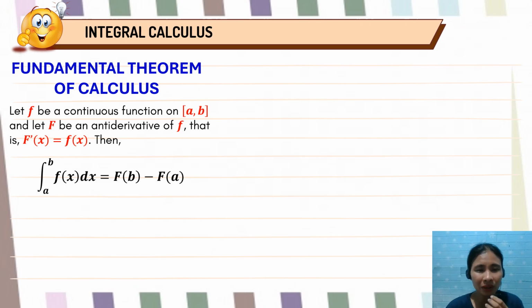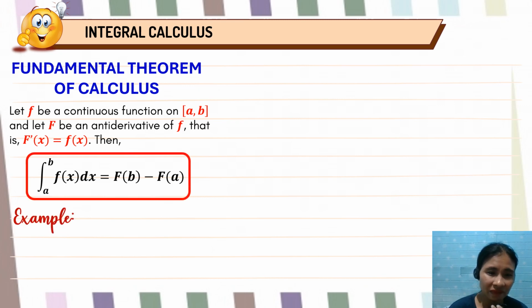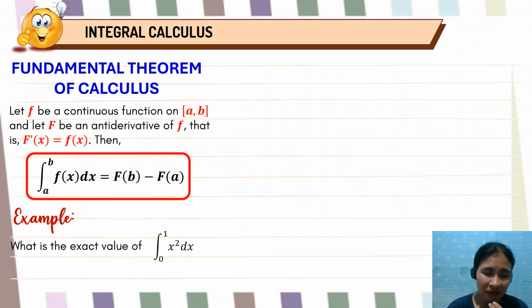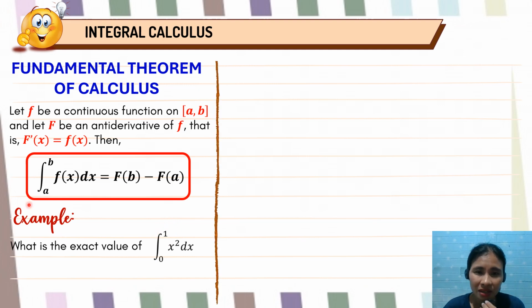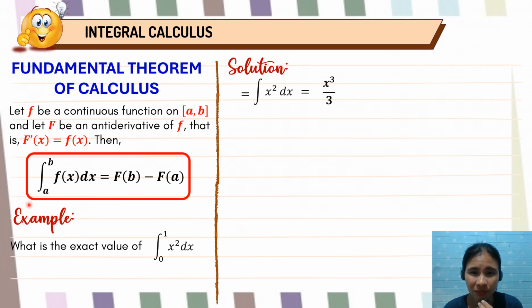Now, how are we going to apply those concepts? Let's have an example. What is the exact value of the integral of x squared dx from 0 to 1? In this equation, 0 is our lower limit and 1 is our upper limit, or 0 is the value of our a and 1 is the value of our b. The first step is to find the antiderivative of x squared, which is x cubed over 3.